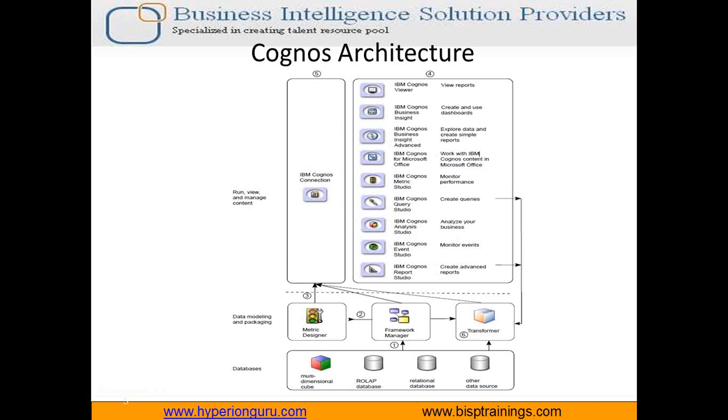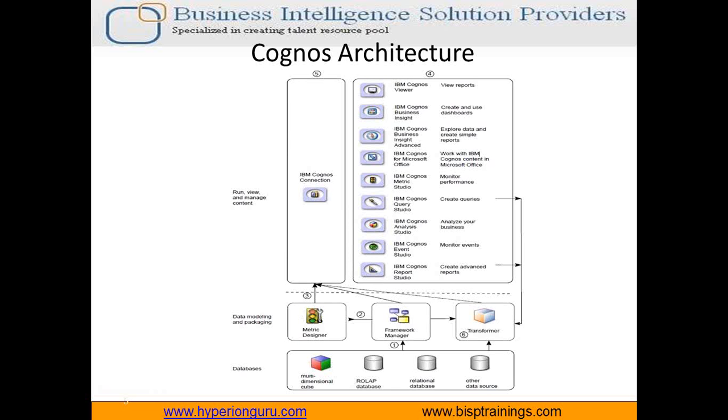There is a single portal from where you can access your Cognos Connection. In this Cognos Connection, you can run your reports, you can view your reports and folders, and you can manage your content. On the right-hand side, you'll see there are different studios, like Report Studio, Business Insights Advanced, Query Studio, Analysis Studio. So there are multiple studios in this. You can access all your studios through this portal. So the top section is your IBM Cognos Connection.